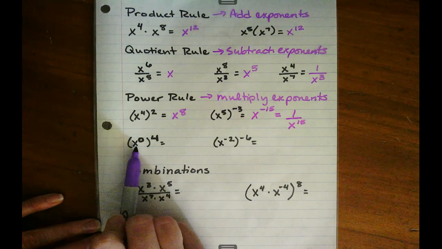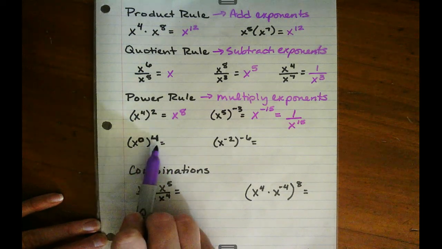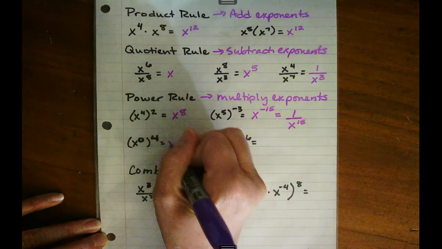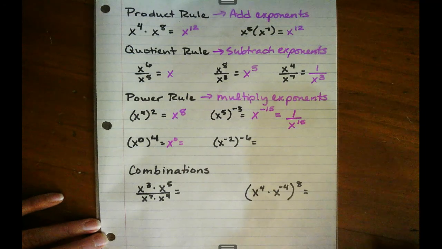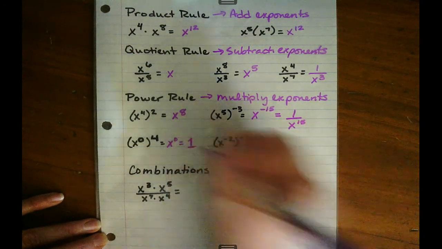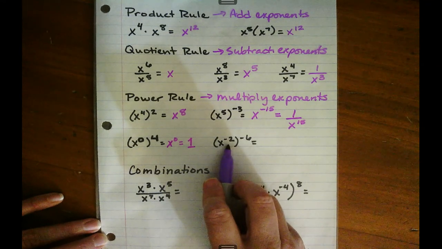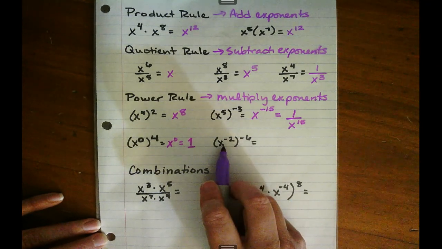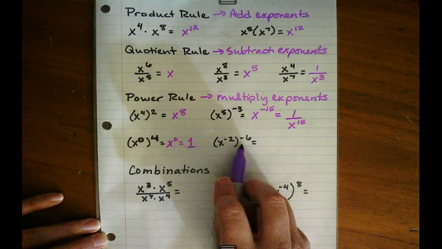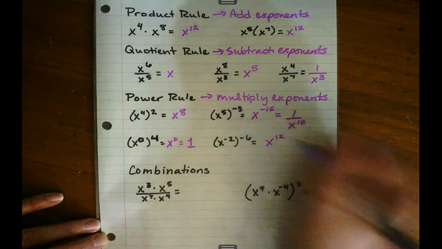The next one, we have x to the 0 raised to the power of 4. 0 times 4 equals x to the 0, and anything to the 0 power can be simplified to 1. The next one, x to the negative 2 raised to the power of the negative 6. Negative 2 times negative 6, that gives us a positive. So this is x to the 12.